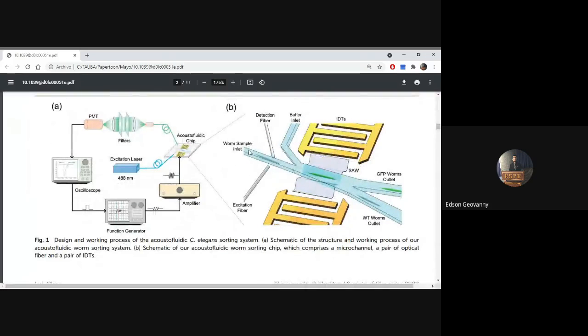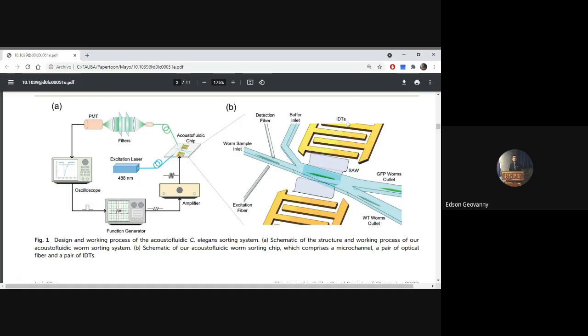In figure 1a, the illustration of the complete system design and operation to classify worms includes 3 parts: optical detection, execution, and classification of worms. Figure 1b consists of a single layer of PDMS with 2 inputs to load the C. elegans samples into the buffer. It also has 2 outputs to collect green fluorescent protein and wild-type worms.